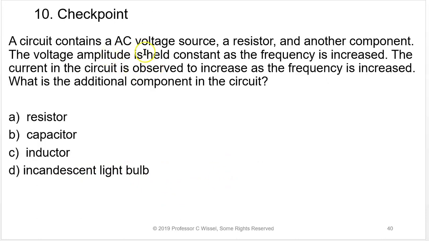A circuit contains an AC voltage source, a resistor, and another component. The voltage amplitude is held constant as the frequency is increased. The current in the circuit is observed to increase as the frequency is increased. What is the additional component in the circuit?